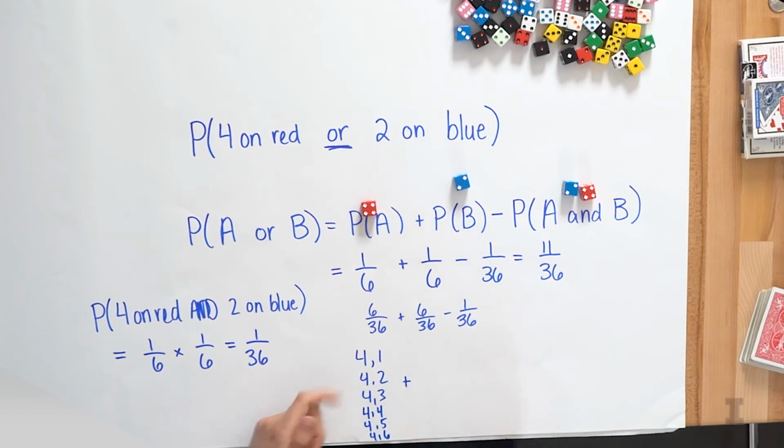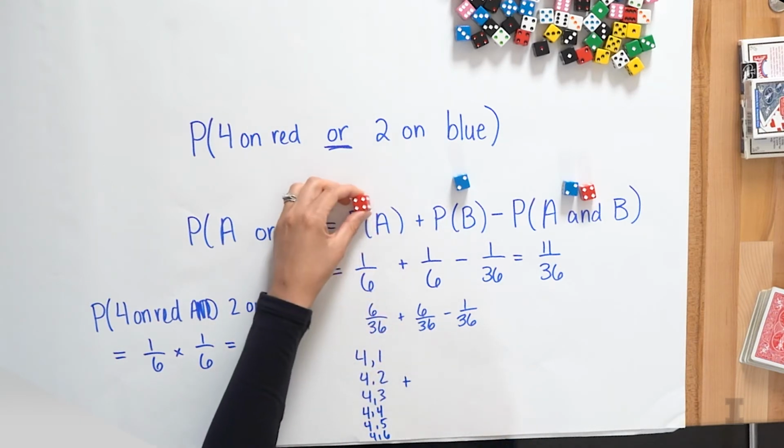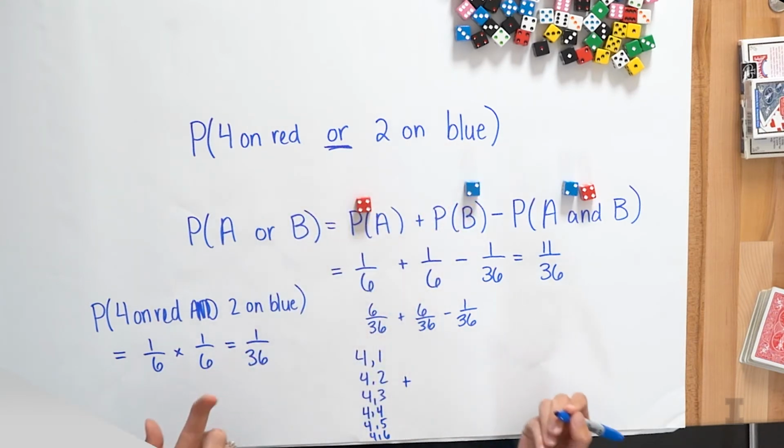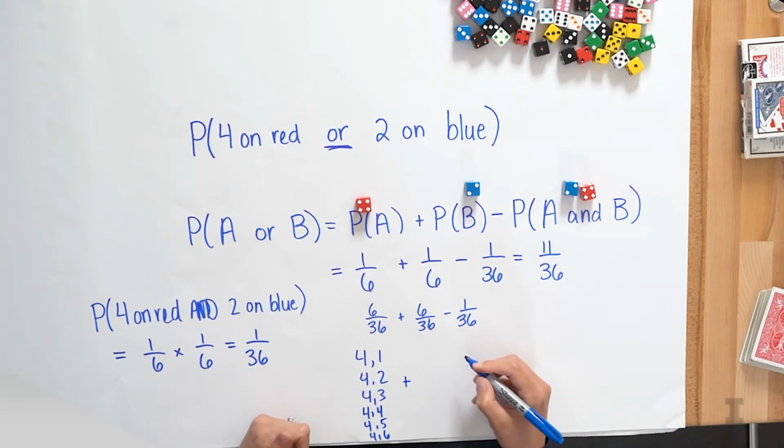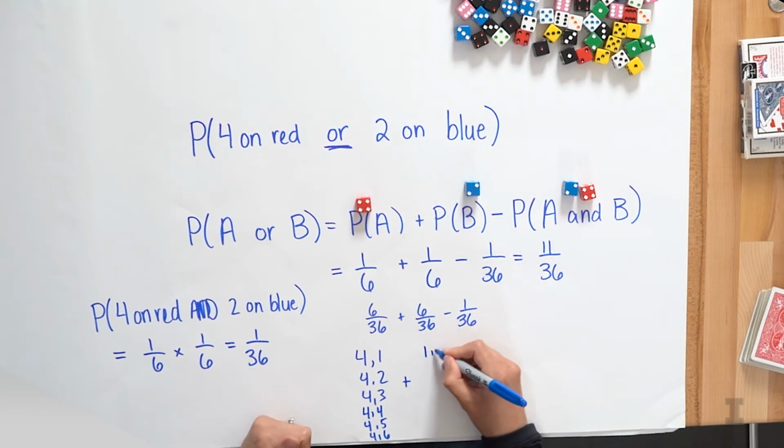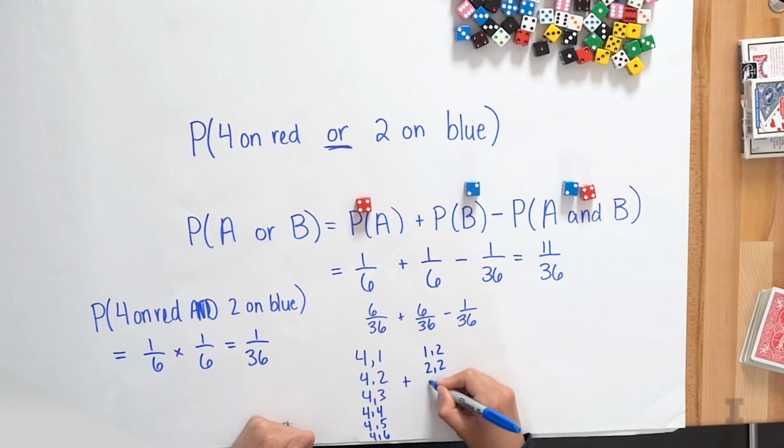Or we said we can get a 2 on the blue. So now I don't really care about the red one. I just care about the blue. So I could get a 1 and a 2, a 2 and a 2, a 3 and a 2, 4 and a 2, 5 and a 2, and 6 and a 2. And these are where the 6 out of 36 possibilities come from.